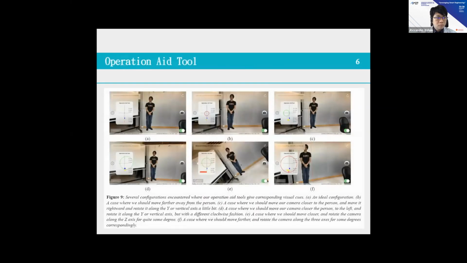Okay, so I think the main contribution of our paper is that we propose an operation aid tool to help us. So basically, if this aid tool or some sort of interface shows the status like this, that means these two photo taking processes are perfectly aligned. And in cases like this, that basically means that we should try to move far away from the person, and if we see a green circle, that we should move closer to the person.